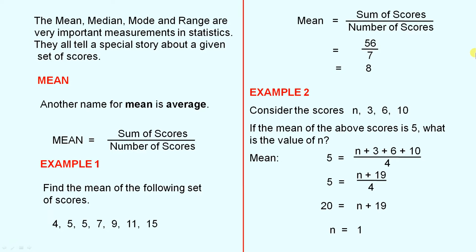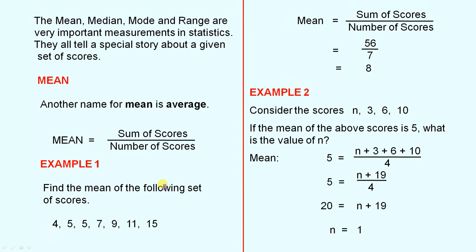Let's look at the mean. Another name for mean is average. To calculate the mean, we add the scores up, so the sum of the scores, and we divide by the number of scores.